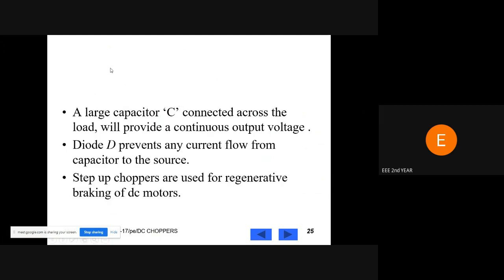So in this case, a large capacitor is connected across the load side, which will provide a continuous output voltage and maintain the load. And the diode prevents any current flow from the capacitor to the source. The step up choppers are commonly used for the regenerative braking of DC motors.